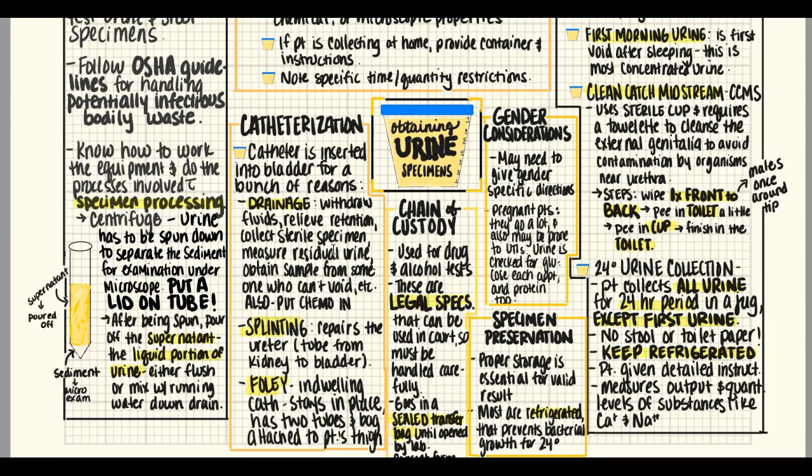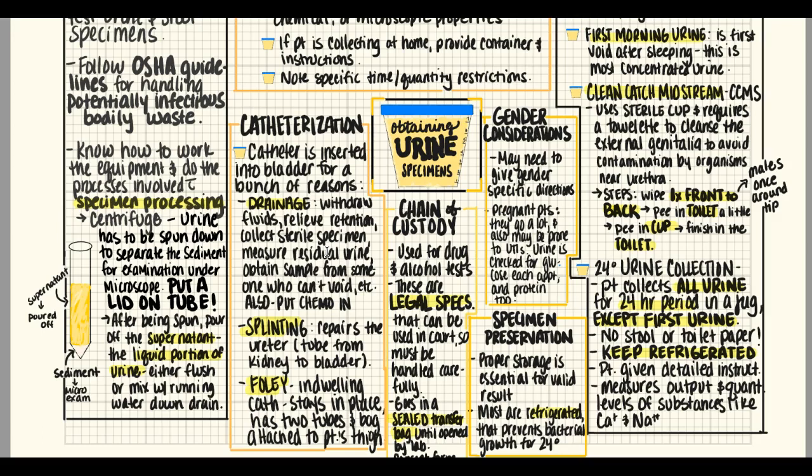There is a splinting catheter that is used to repair the ureters, which is the tube that drops down from the kidney to the bladder. And you have one of those dropping down from each kidney to connect to the bladder, and so sometimes they can put a splinting cath in that will help repair a ureter if it's damaged.